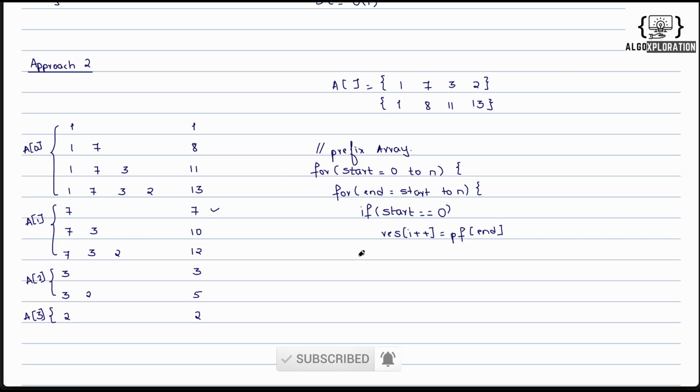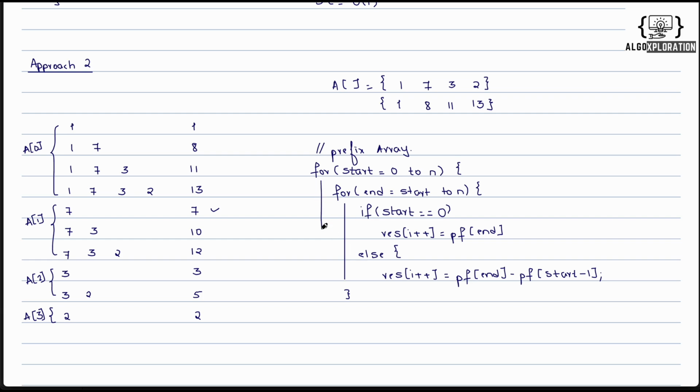Okay, if my start is not equal to 0, at that time we have to do some subtraction. So result of I plus plus will be pf of end minus pf of start minus 1, and that's it. This will be our optimized pseudocode.